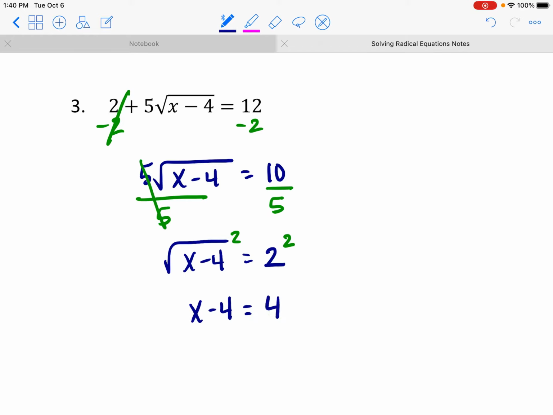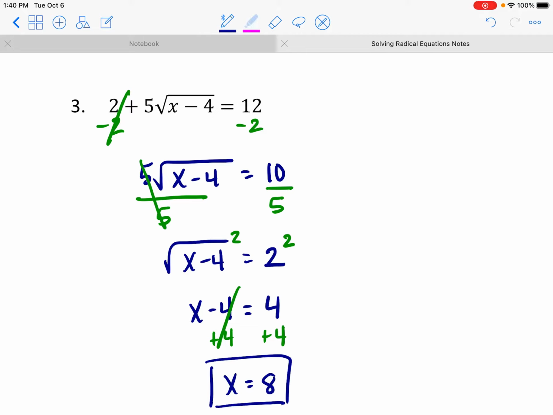And now here we can take an extra step. We got the radical by itself, we got rid of the radical, but x still isn't alone. So now that the radical is gone, we can move this negative 4 by adding it to both sides. And finally our answer, x equals 8.